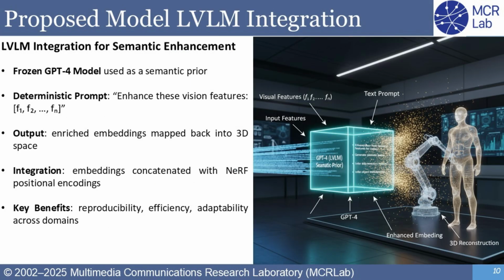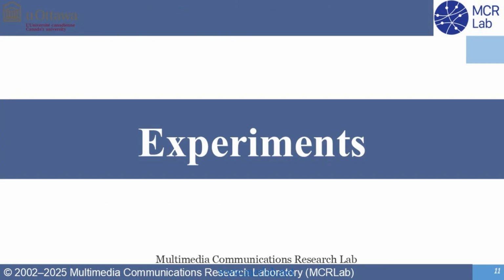In this system, a frozen GPT-4 model functions as a semantic prior. Deterministic prompts are used to refine the visual features extracted from the LiDAR-based NeRF encoding. The resulting enriched embeddings are mapped back into 3D space and concatenated with NeRF positional encodings. This approach ensures reproducibility and efficiency while improving adaptability across different domains. Through the integration of NeRF's visual fidelity with GPT-4's semantic intelligence, the model achieves both realism and contextual understanding in digital twin generation. Next, the experimental setup and evaluation results are presented.